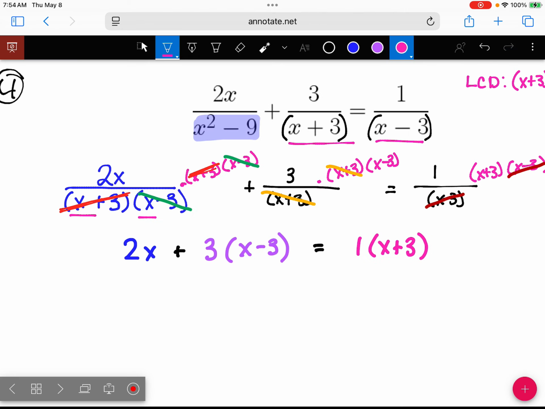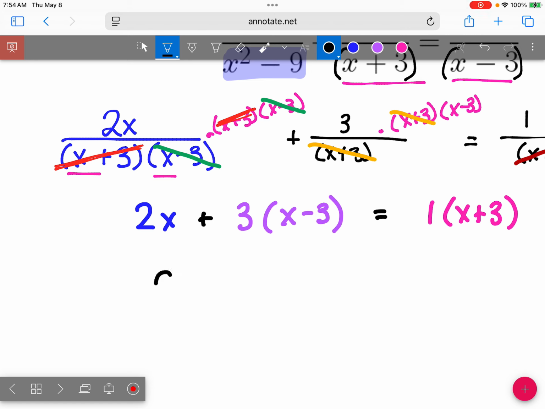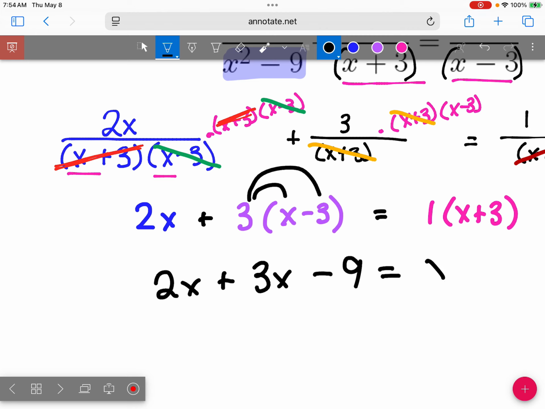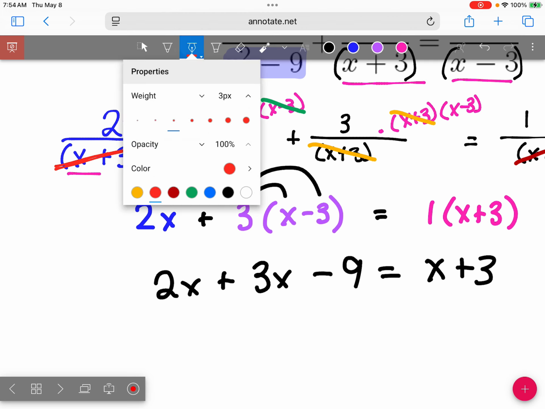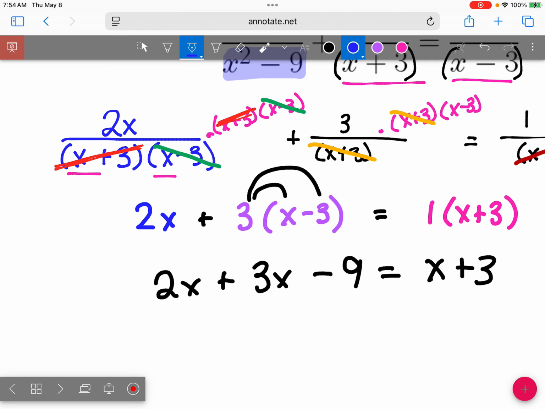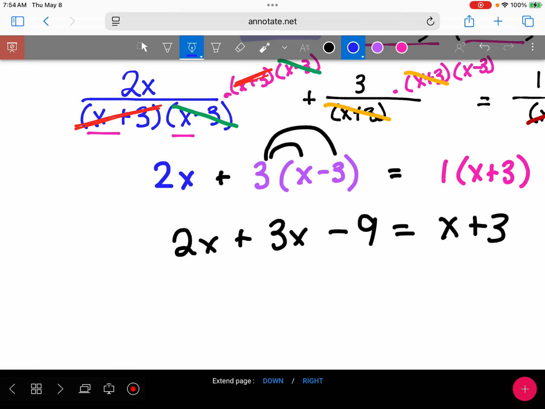So we've got a little bit of distributing to do. We've got our 2x plus 3 times x gives us 3x. 3 times minus 3 gives us minus 9 equals our x plus 3. What do we need to do next? Combine 2x and 3x, we've got our 5x minus 9 equals x plus 3.